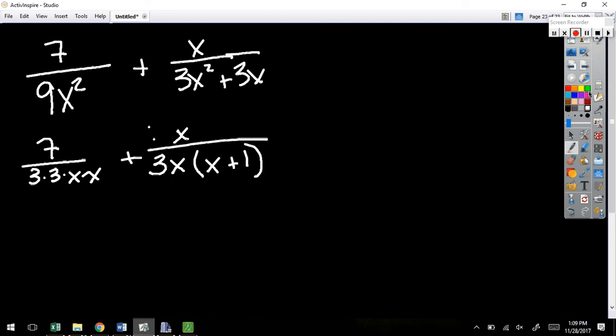Now let's find the LCD. Write the first one: 3, 3, x, x. Look at me, guys. I need one 3. Do I have one 3? Yes. I need one x. Do I have one x? Yes. I need an x plus 1. Do I have an x plus 1? No.